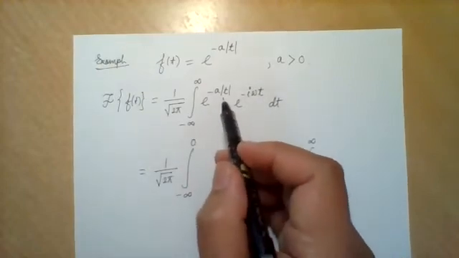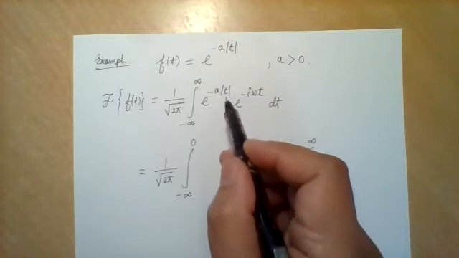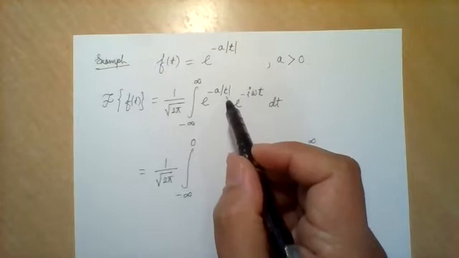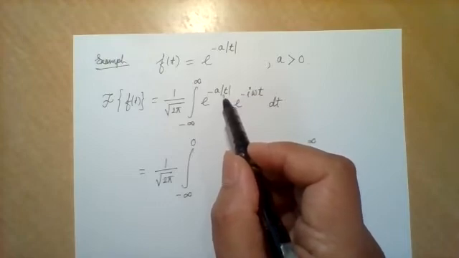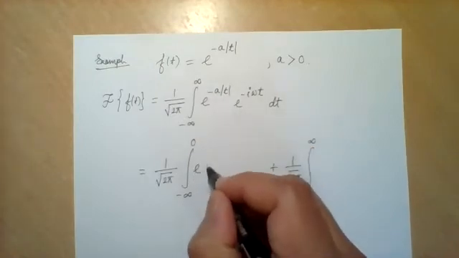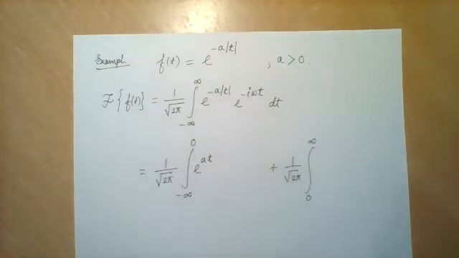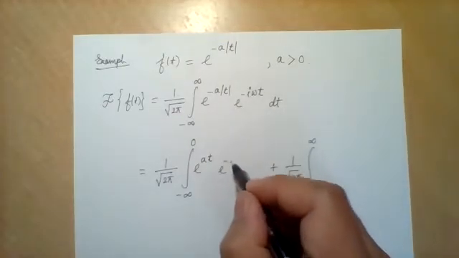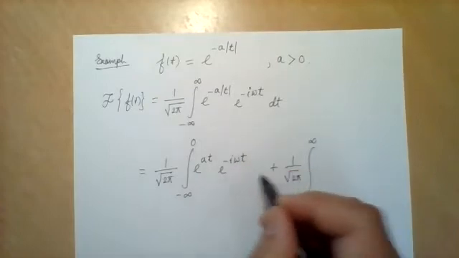In the range from -infinity to 0, t is a negative number. So if I take the modulus of a negative number, this is equal to minus t. So modulus of t will be minus t. Then that minus and this minus will cancel out, and we should get e to the power at. Then we have this multiplying term e to the power minus i omega t dt.